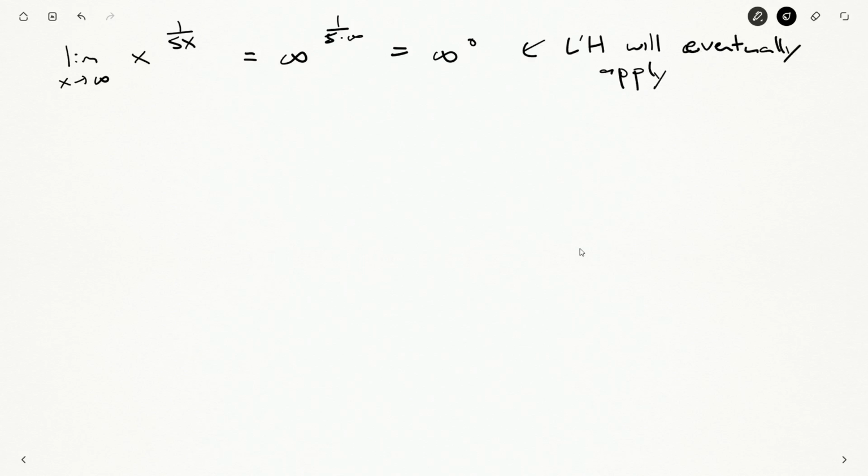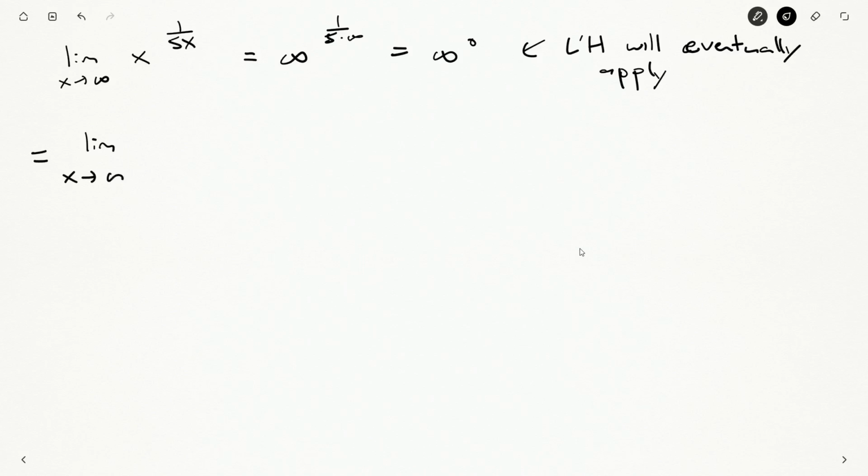We don't just differentiate the two functions that we see, the x and the 1 over 5x, but what we can do is rearrange this so that L'Hopital's rule will apply. So we'll get down to a 0 over 0 or an infinity over infinity style situation. Okay, so what am I going to do?